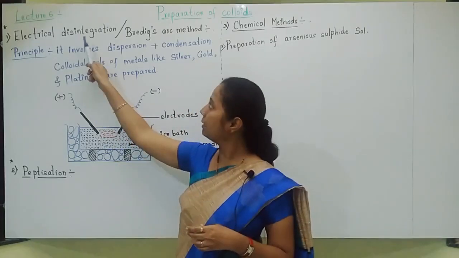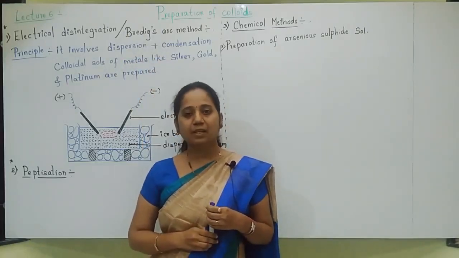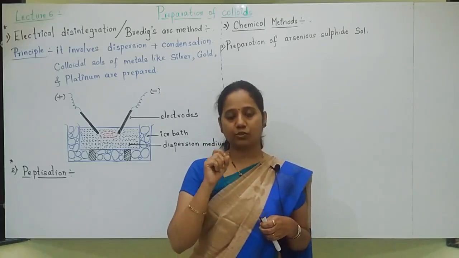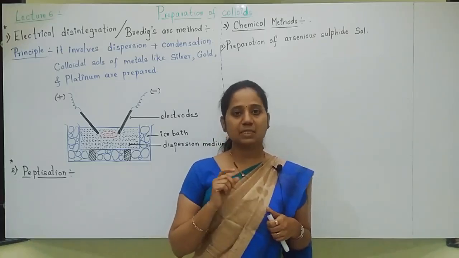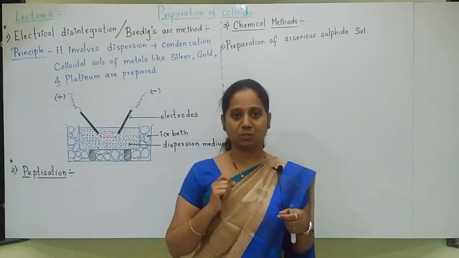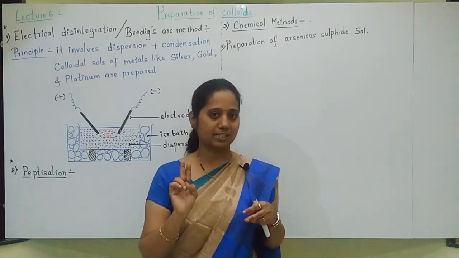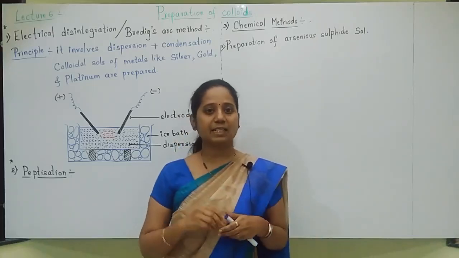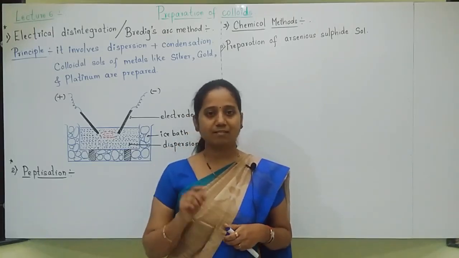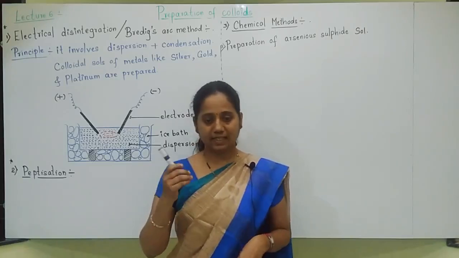Students, the first method is generally called Bredig's arc method, after the scientist named Bredig. Whenever this method is asked as a 2 marks question, you should always write the principle of this method. This method is based on the principle that it involves dispersion as well as condensation. Two processes are involved here. You must use these two words, dispersion and condensation. This method is mainly used to make colloids of three important valuable metals: silver, gold and platinum. Let us see how this method works.